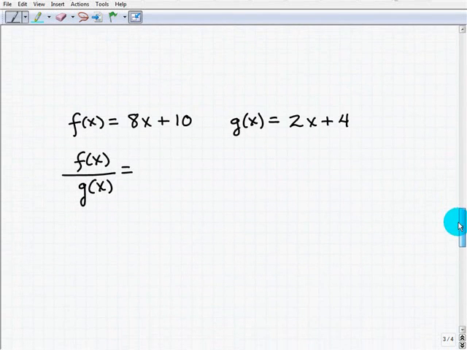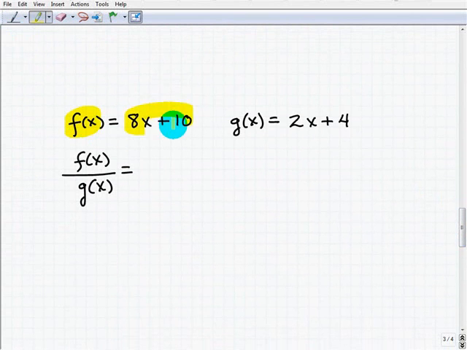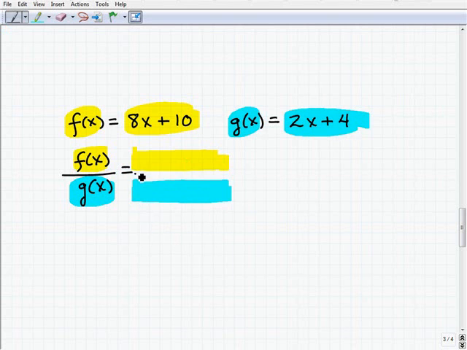Okay, so let's take a look at our last example here. This time we're going to divide two functions. So we have the function f of x, and here it is, 8x plus 10. You're going to want to write that there, and then we're going to divide it by g of x, and that's 2x plus 4. So we're going to set it up. Why don't you go ahead and set it up. There'll be the division sign here, and then you want to go ahead and simplify your result. We'll see how far you get here.